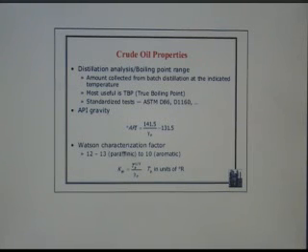The Watson characterization factor gives you an idea. If you recall, we talked about paraffinic and naphthenic and aromatic crude. Well, it gives you an idea if the crude is paraffinic or aromatic. Most people actually refer to the crude either as paraffinic or naphthenic. And in fact, the crude could be paraffinic, aromatic, or naphthenic. And the Watson K is one of those calculations which we'll see in a minute.